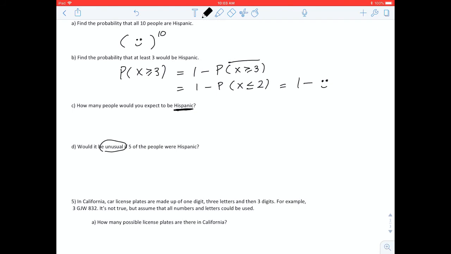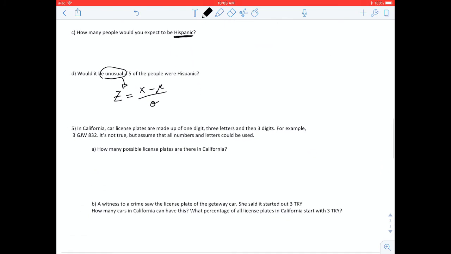And then, as soon as I started to look at the next question, I see the word unusual, which tells me use the z-score. So the score of 5 minus the mean divided by the standard deviation. If it's over 2, that's unusual.